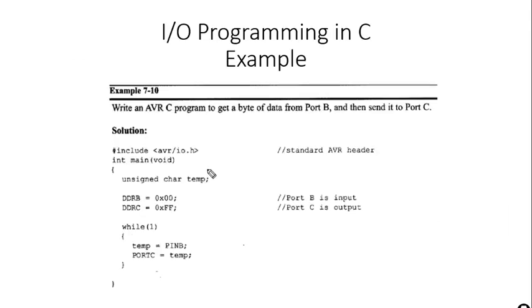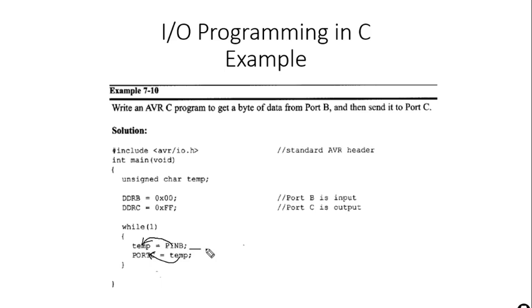The next example is to write an AVR C program to get a byte of data from port B and then send it to port C. We quite easily configured port B for input and port C for output. And the code is simple. Simply get a byte of data from port B and then send it to port C. So we are getting from pin B to temp, and then we are equating temp to port C.